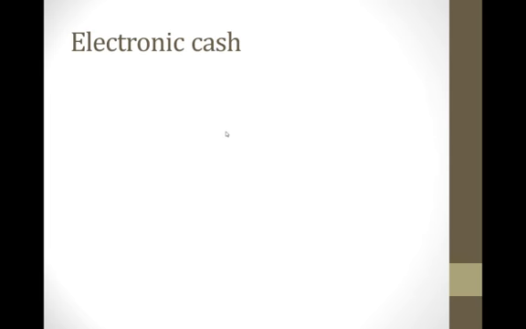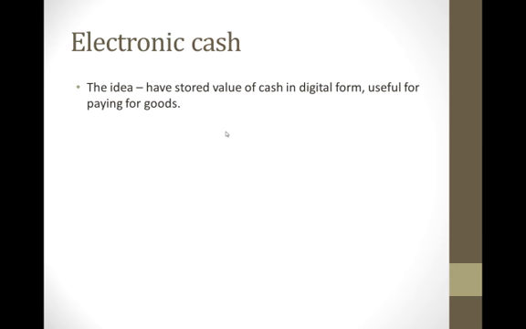So what are the alternatives? One is electronic cash. And you might be going, what the heck is that? Well, the idea is to have a stored value of cash in digital form, useful for paying for goods. So, for example, you would write a check or mail in some cash to a company, and that company would then convert that cash into a digital form of some manner.